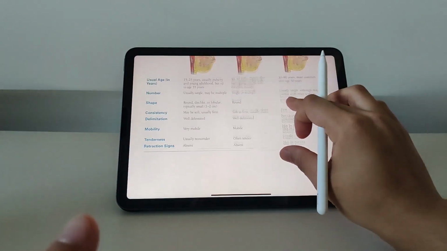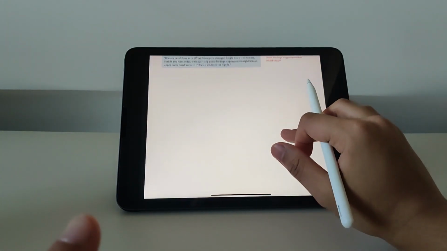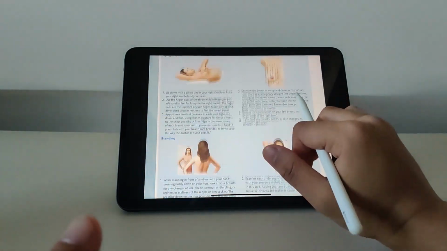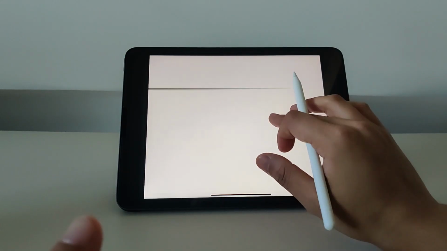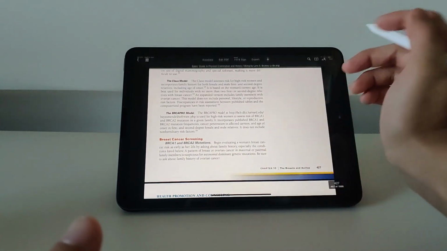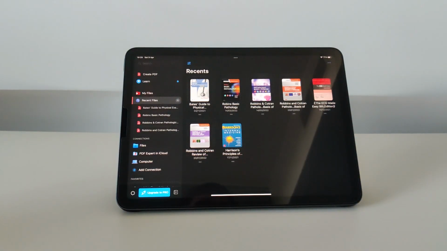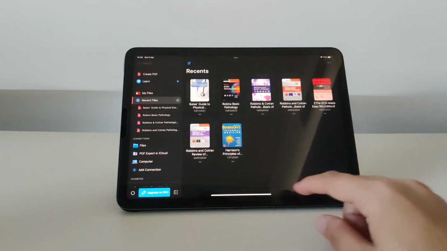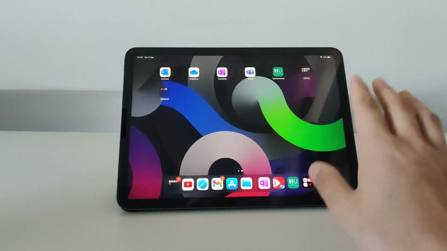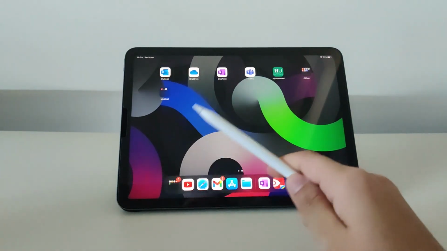So I was looking at the OSCEs and things like that. So it's very useful for any sort of books and textbooks. If you have a PDF copy, you can have hundreds of textbooks without having to carry a massive folder or bag of books, all on this one device.